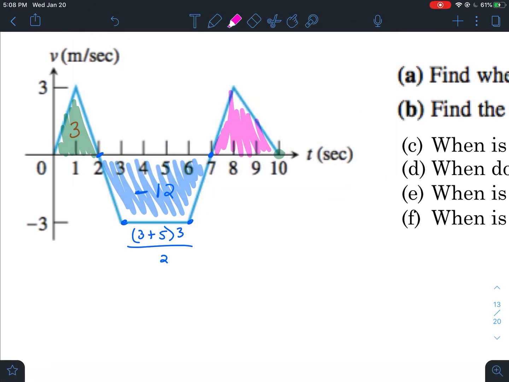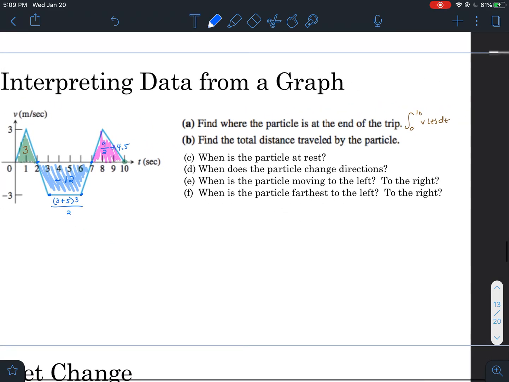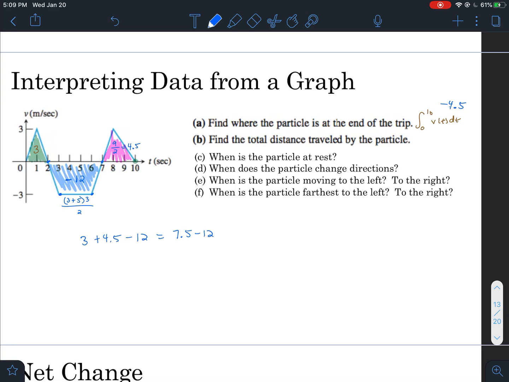And then this one right here is a triangle. So base times height divided by 2, so that'd be 3 times 3 divided by 2. So that'd be 9 halves, or 4.5, and it's positive because it's above. So the total displacement is going to be 3 plus 4.5, then minus 12. So it'll be 7.5 minus 12, which should be negative 4.5. So the particle is at a displacement of negative 4.5, or it's 4.5 units to the left or under where we started from.